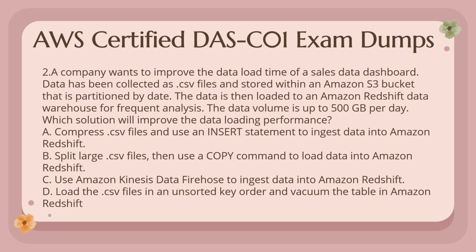A. Compress .csv files and use an insert statement to ingest data into Amazon Redshift. B. Split large .csv files. Then use a copy command to load data into Amazon Redshift. C. Use Amazon Kinesis Data Firehose to ingest data into Amazon Redshift. D. Load the .csv files in an unsorted key order and vacuum the table in Amazon Redshift.